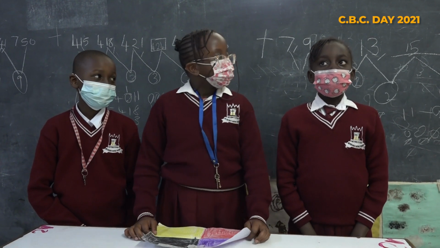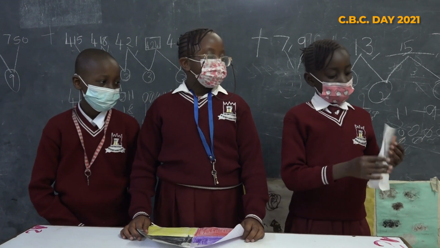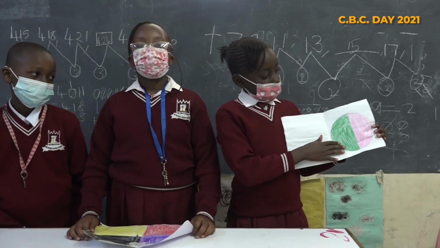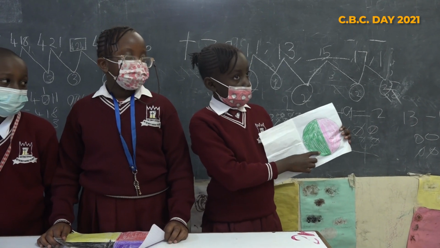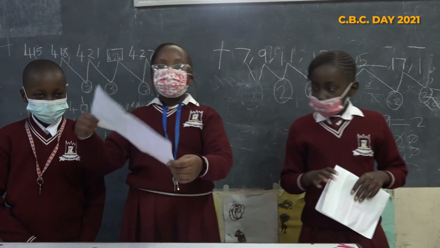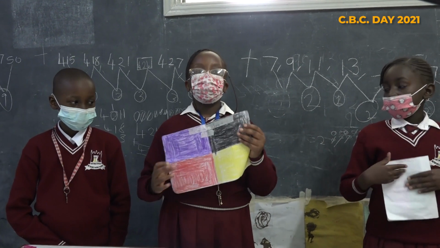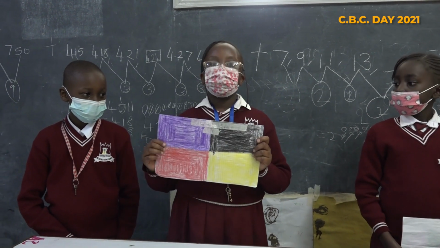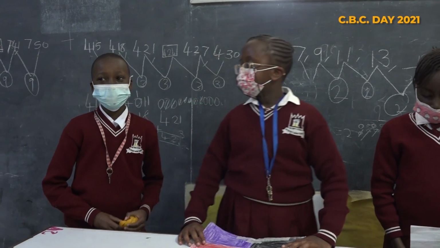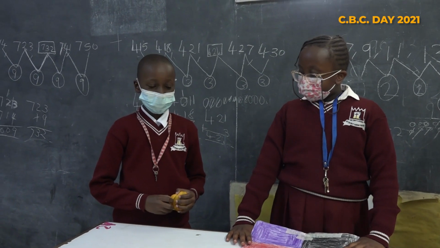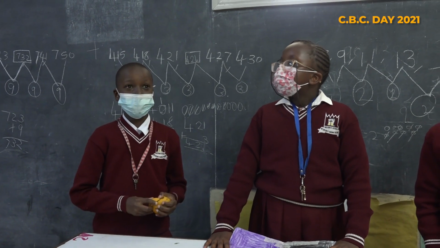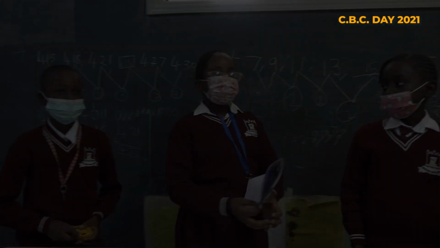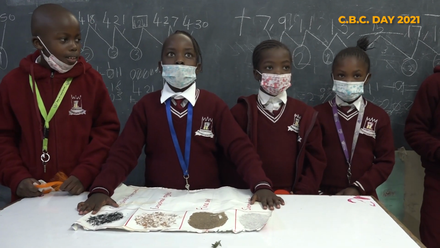Fractions. A fraction is a part of a whole thing. When I get a paper and divide it into two equal parts, one will be 1/2 or half. If I take a paper and divide it into 4 equal parts, it will be 1/4 or a quarter. When I take an orange and divide it into 8 equal parts, one part will be 1/8 or an eighth.